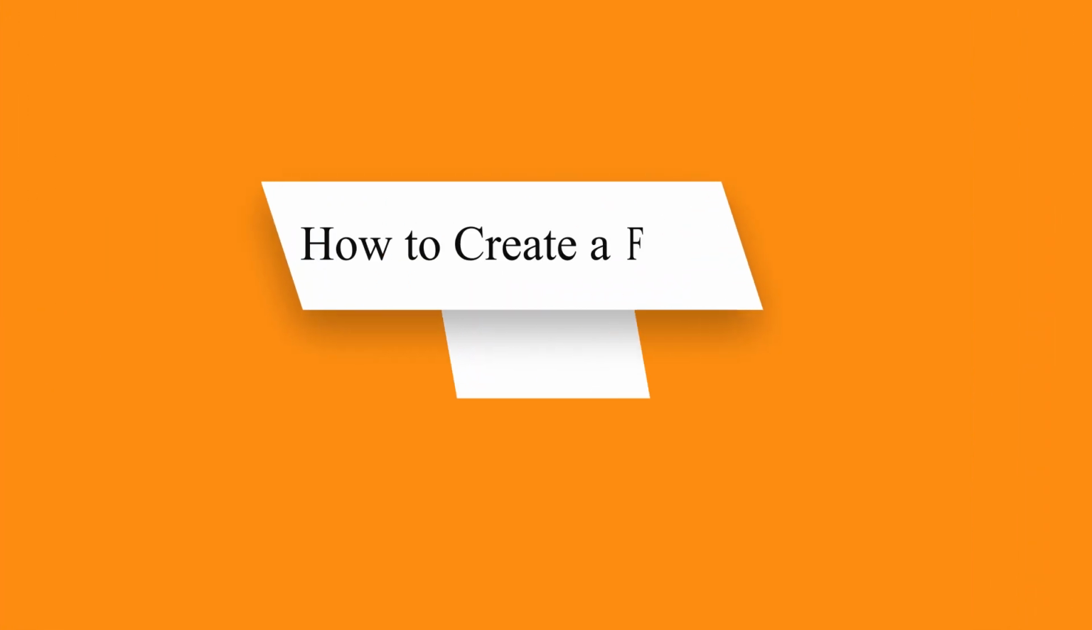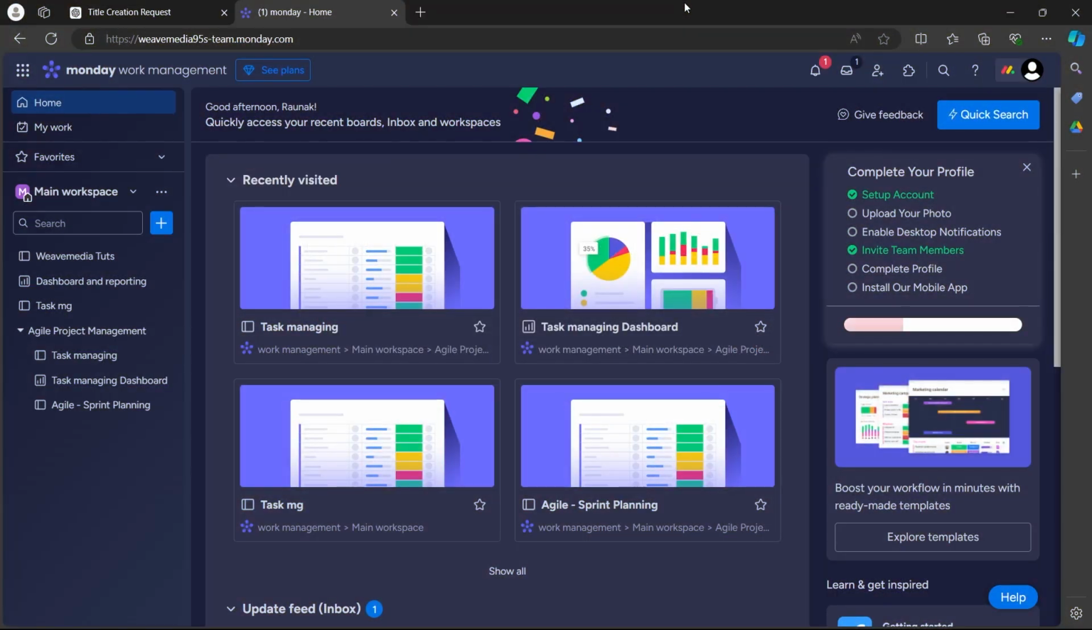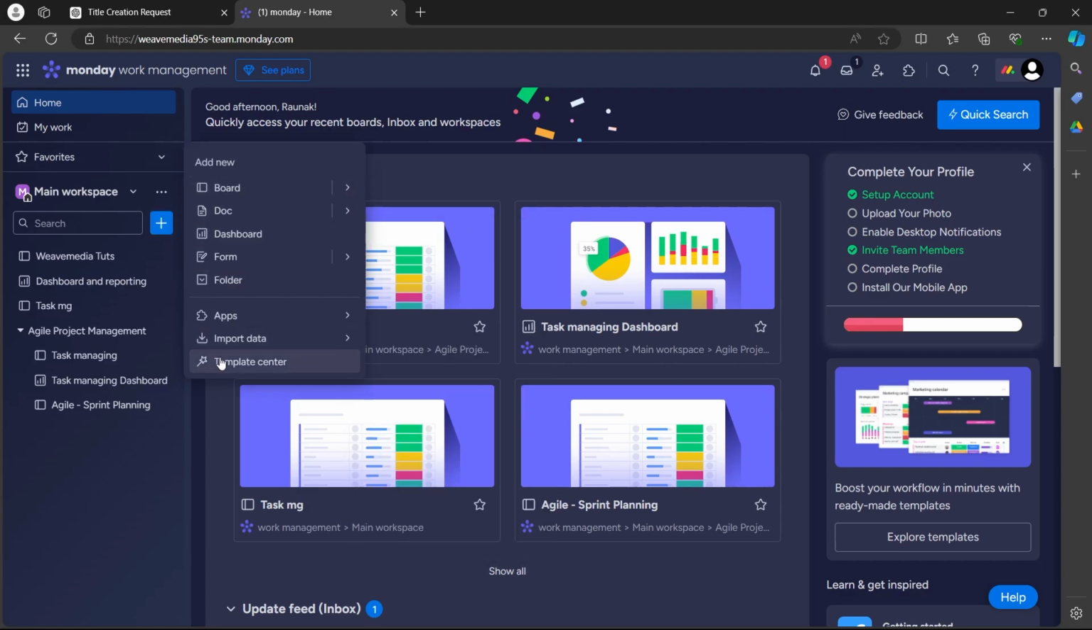Hello guys, today I'm going to show you how to create a form in monday.com. So, in order to do this, first of all, log into monday.com using your user credentials and you will be on the homepage of monday.com. Now, you'll have to simply navigate to any workspace and click on the plus icon just after that workspace. Now you will see a list of menu.